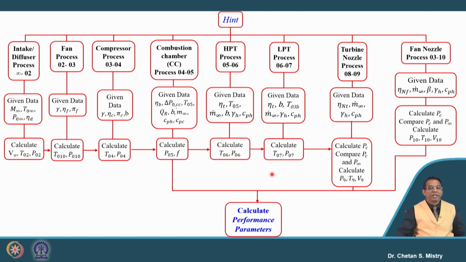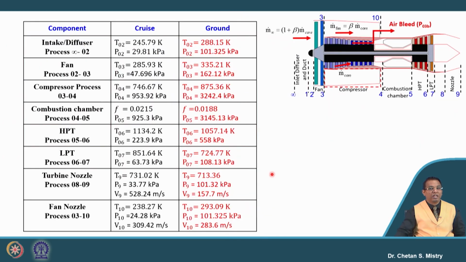So, rather than repeating this whole numerical again, let us check with your solution. Here is what we solved in the last lecture. These are all the exit pressures and exit temperatures from all the components when we consider the flying condition or the cruise condition. Now, based on the information given, you can do the calculation for the ground condition. Just verify these answers. Are you getting similar answers or not? Just check with this part.